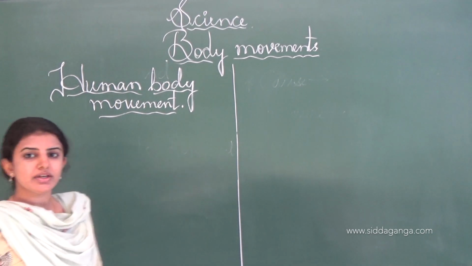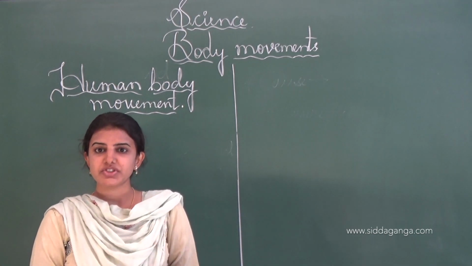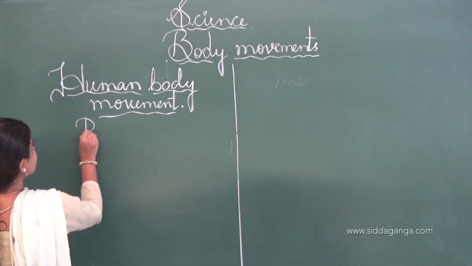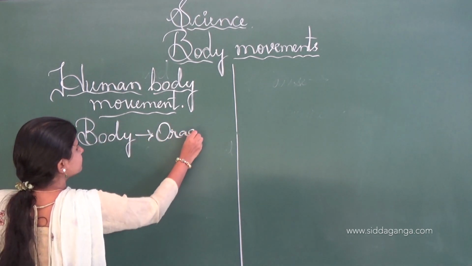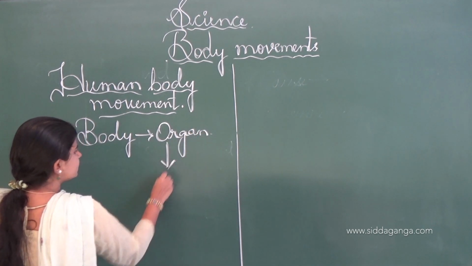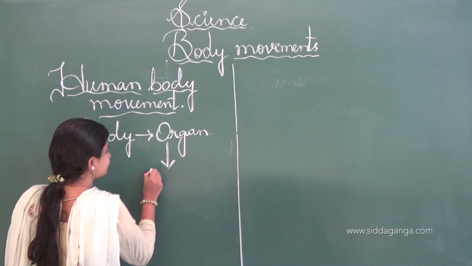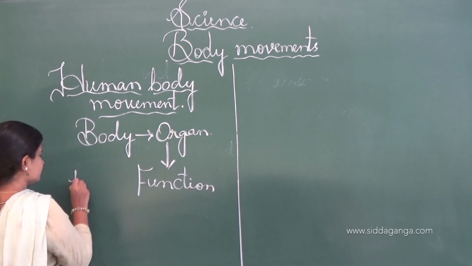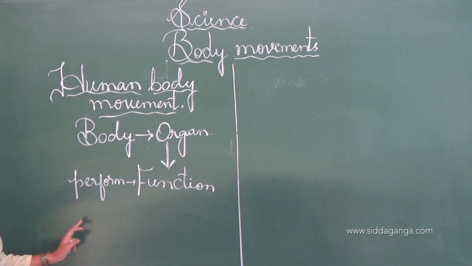Our human body consists of various types of organs, and these organ systems perform different functions in our body. Our body consists of various types of organs, and these different organ systems perform different functions in our body.